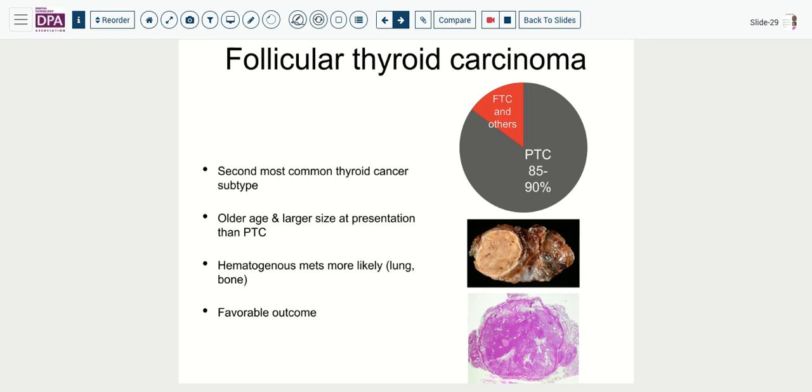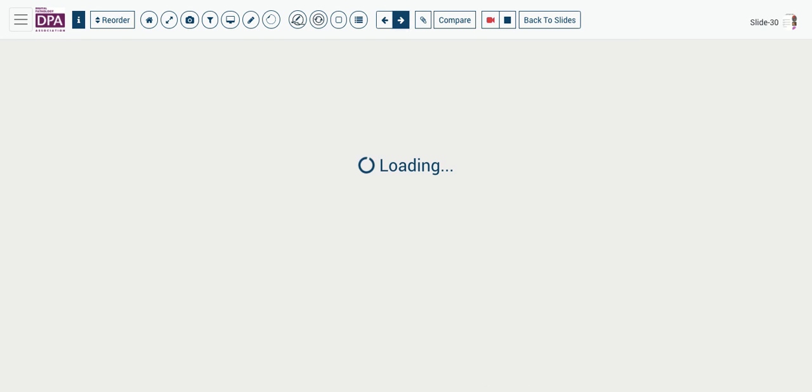And they tend to metastasize hematogenously, hence to bone or to lung and so forth. But they're highly treatable. These do respond to radioiodine treatment. They do respond to other modalities to suppress them so that the patients can have a nearly normal lifespan.